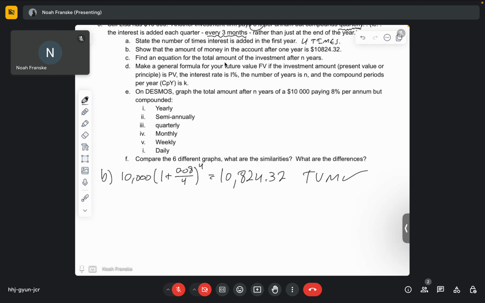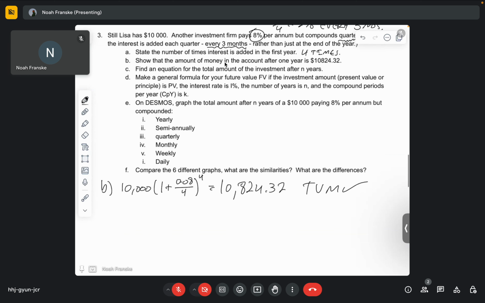Perfect. So now, find an equation for the total amount of the investment after n years. So that's the equation that I just had right there, right? So it's going to be 10,000 times 1 plus 0.08 divided by 4, raised to the 4, do they want t? They want n, 4n, because that's the number of compounded payments we're going to have each year.